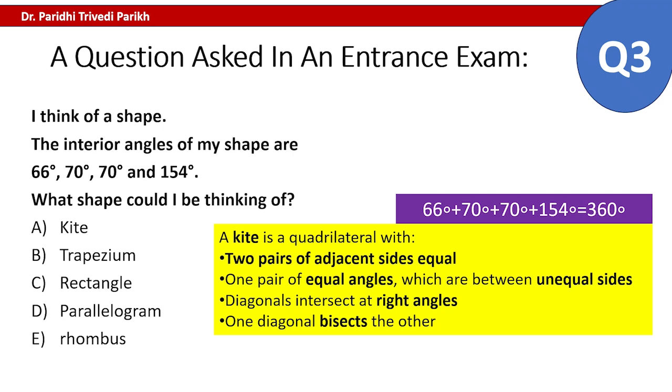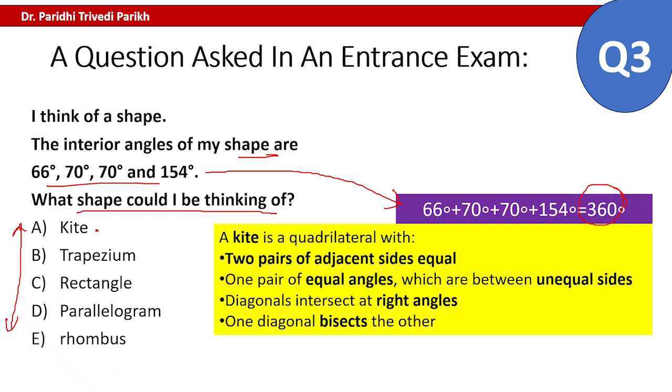Next question is, I think of a shape. The interior angles of my shape are these. What shape could I be thinking of? First of all, I'll sum all of them up and I get 360 degrees. That means I know it's a quadrilateral. But when I see the options, all the types of shapes given are quadrilaterals. So I need to think one by one.